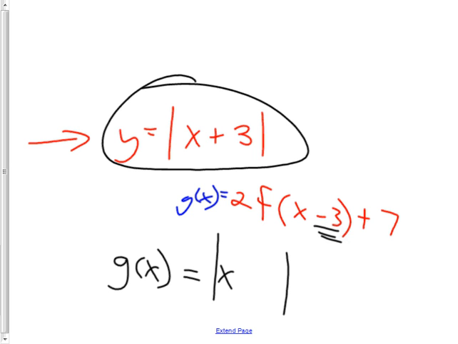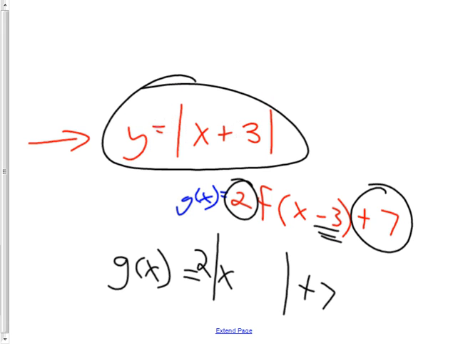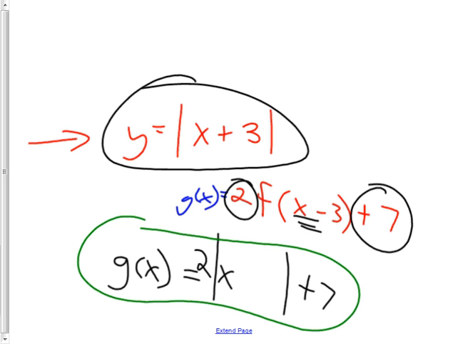And then we have to do this to my function. That's pretty easy, plus 7. Then we have to do this to my function, throw a 2 on the front, and there we go. There's my new equation. I took this equation, and I did all of this stuff to it, and this is my new resulting equation. Let me show it to you in another easier way.